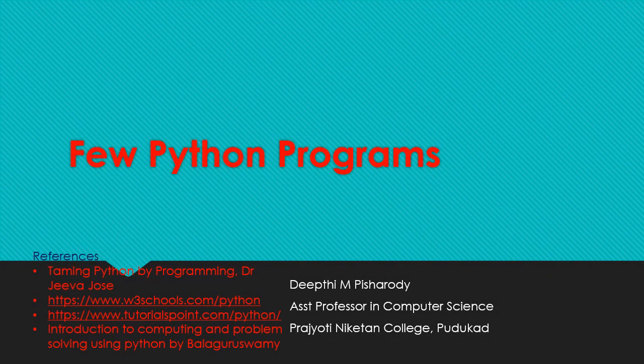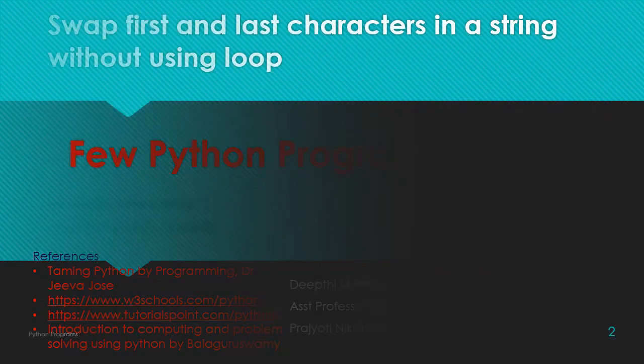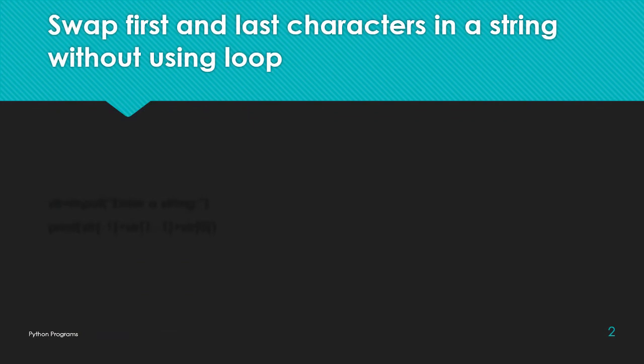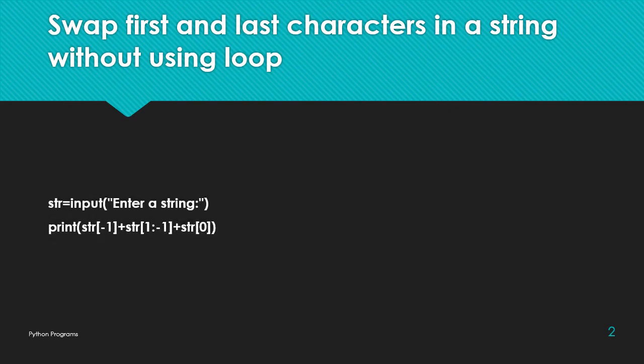We can see a few more Python programs. Swap the first and last characters in a string without using any loop in Python. See, two-line code. We are asking the user to enter a string.